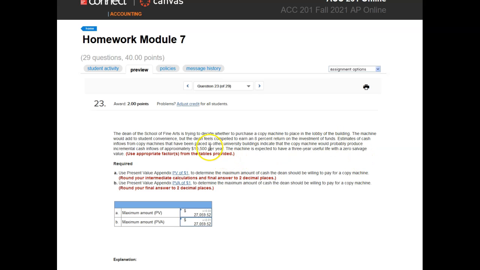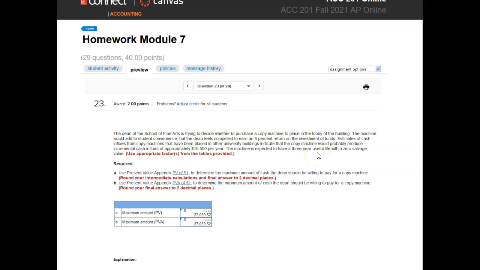Now we have here that a dean at the Fine Arts School is trying to decide whether to purchase a copy machine. Now, the key numbers you need to look at here will be 8%. The dean would like to have an 8% return on the investment. The machine will generate cash inflows each year of $10,500. Another important number is this machine has a useful life of 3 years.